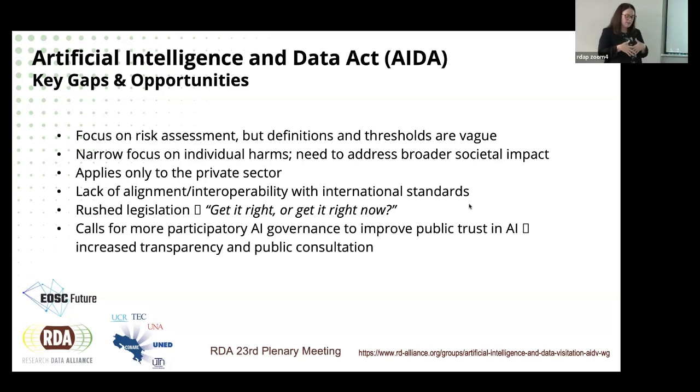Especially when it was first released, there were a lot of questions around whether the legislation was rushed. A common narrative and rhetoric in Canada at that time was, does Canada want to get this right, or do they want to get it right now? And importantly, there are increasing calls for more participatory AI governance to improve public trust, which is at an all-time low in Canada with respect to AI. This should be done through increased transparency and public consultation.